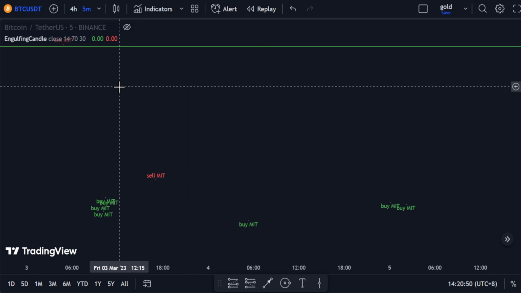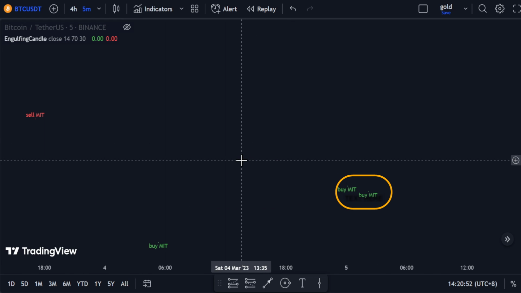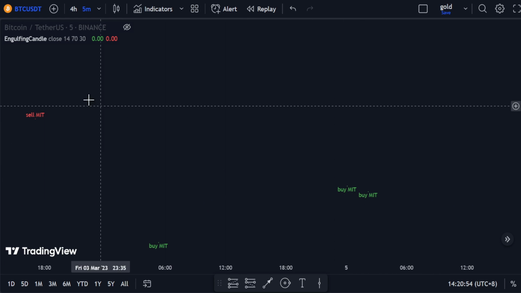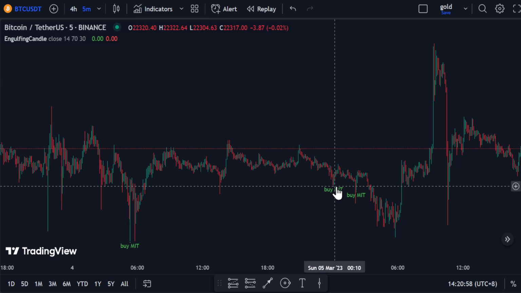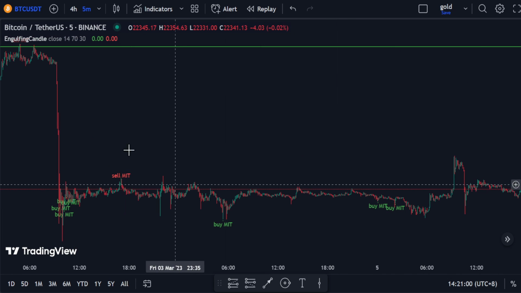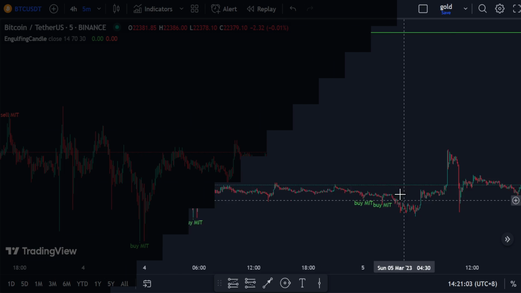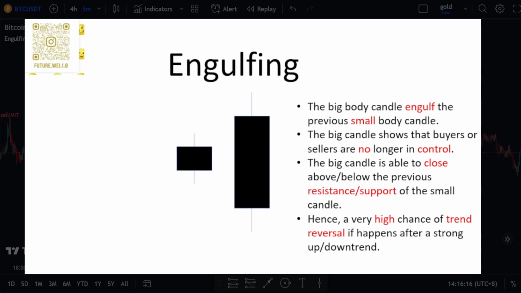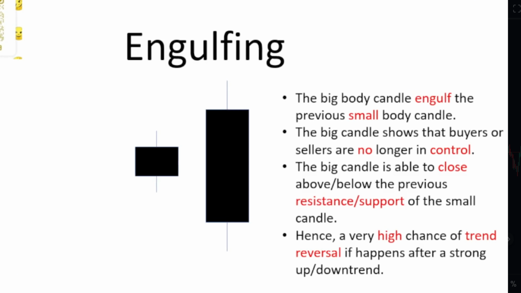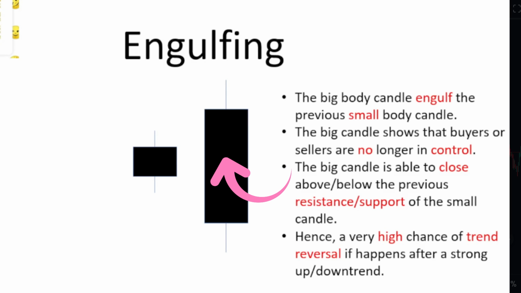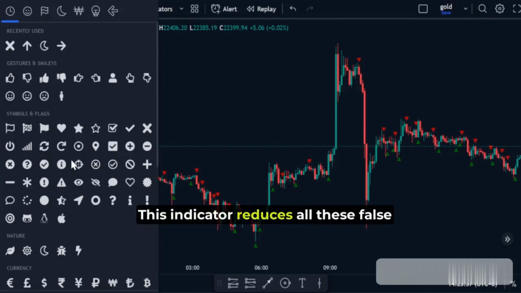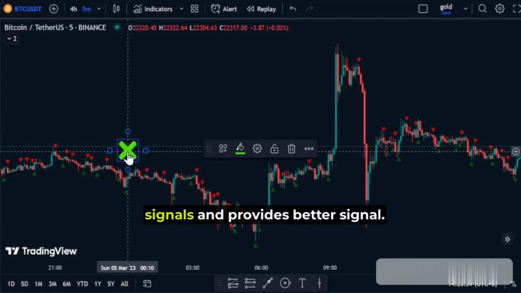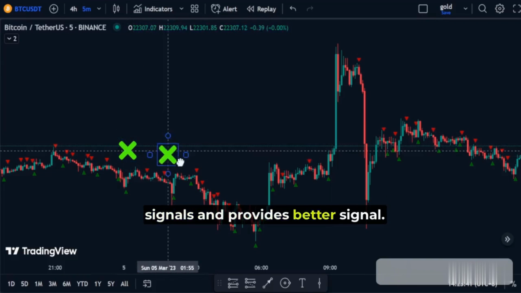It works by telling us where to enter a buy or sell by printing this green and red label, which represents the bullish versus bearish engulfing price bars. If you don't know what engulfing candles are, it's where the second candle completely engulfs the candle on the left hand side. This indicator reduces all these false signals and provides better signals.